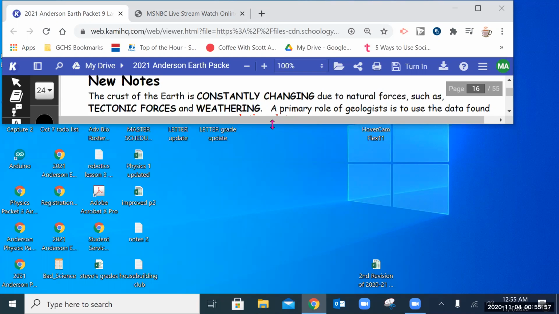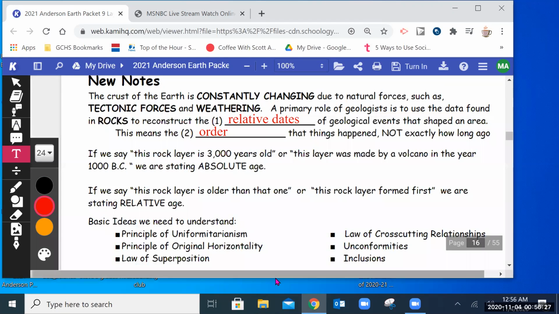Just the order. If we say this rock layer is 3,000 years old, or this layer is made by a volcano in the year 1000 BC, that is stating the absolute age. And we're going to be looking at that in coming chapters, but not this chapter. If we say this rock layer is older than that one, or this rock layer formed first, then we are stating the relative age. Basic ideas that we need to understand are 6 different ideas, and we're going to talk about each one of these in turn.